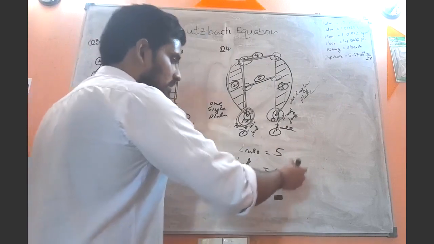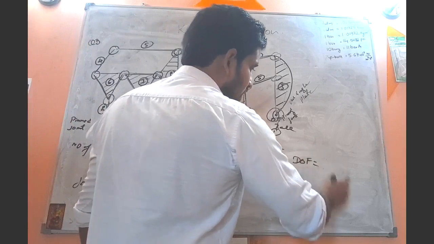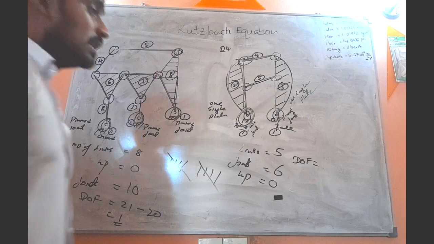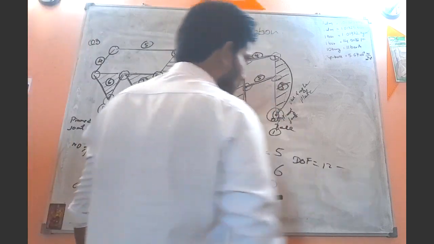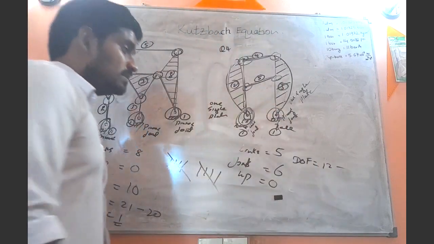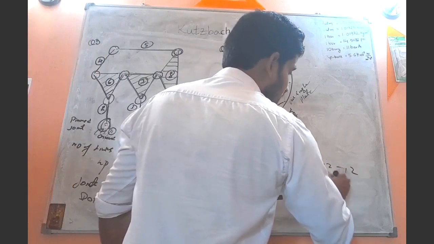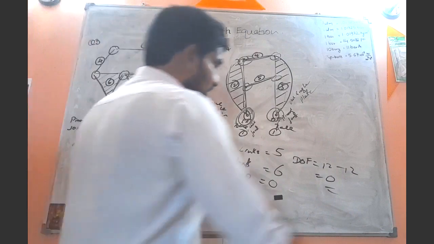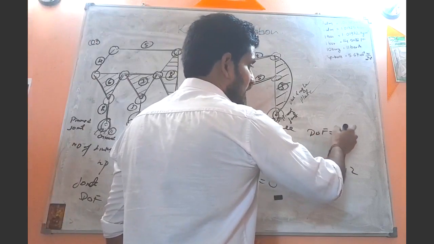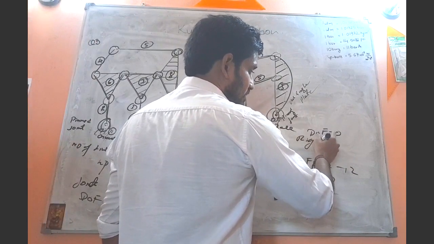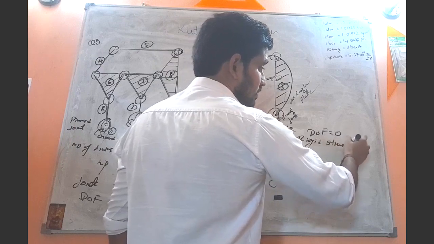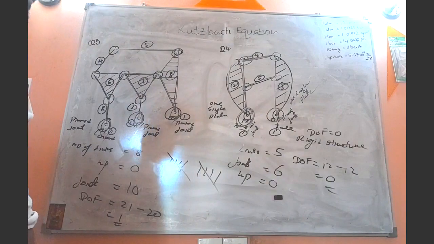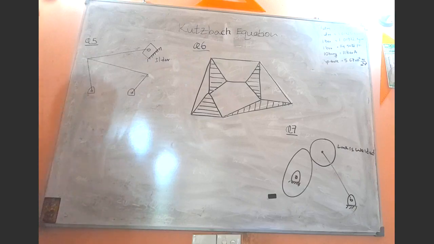So now let's consider the equation for the degree of freedom. 3 times (number of links minus 1), 3 times 4 is 12, minus 2j, 2 times 6 is 12, so 0 degree of freedom. So if you are getting an answer like DOF equals 0, that means it is a rigid structure. That means what? It is a rigid structure, right?